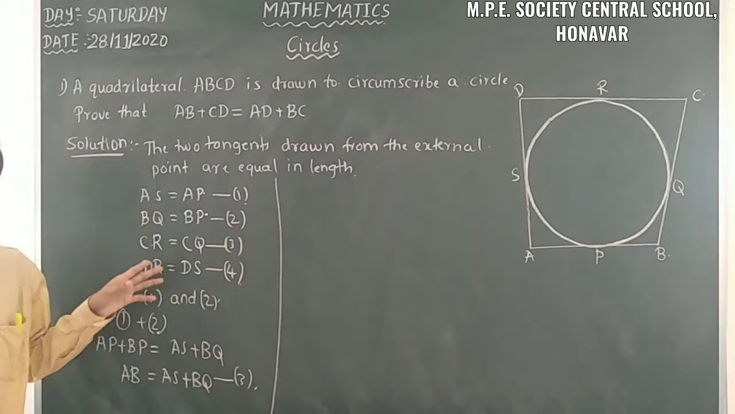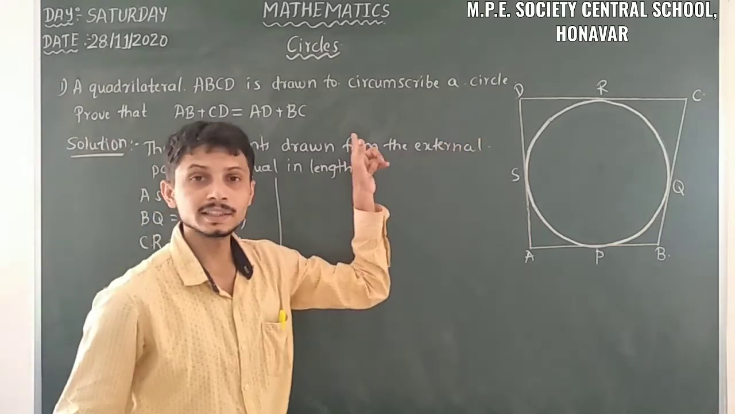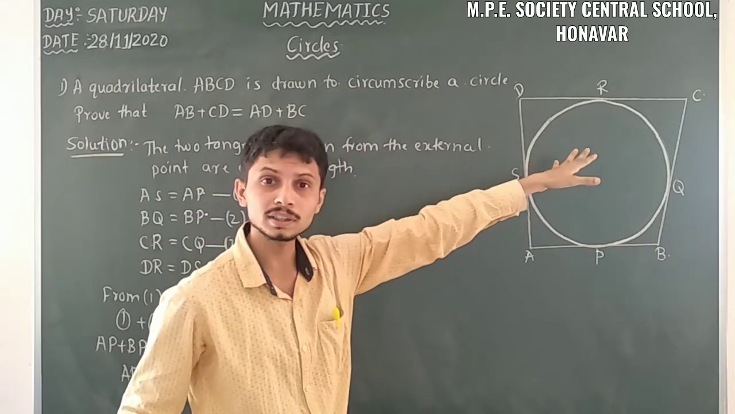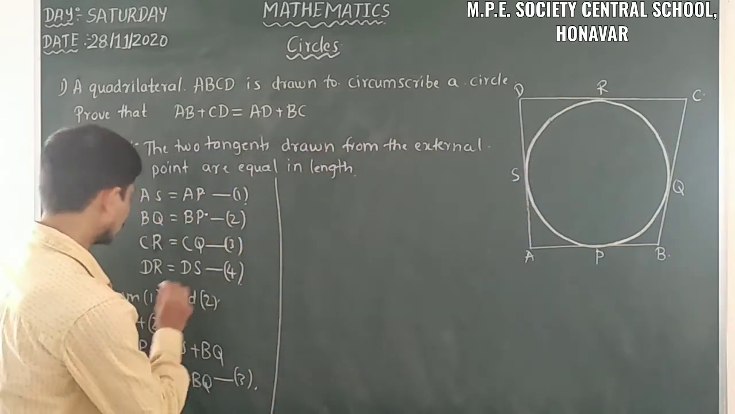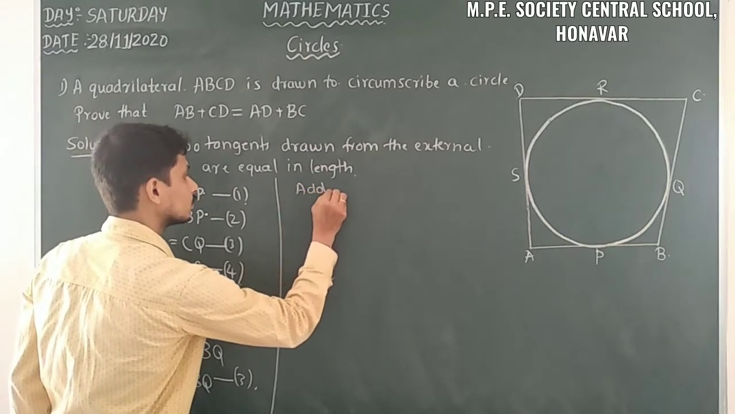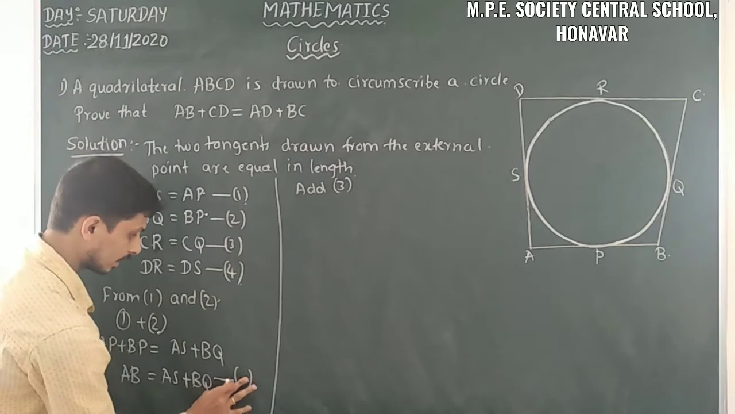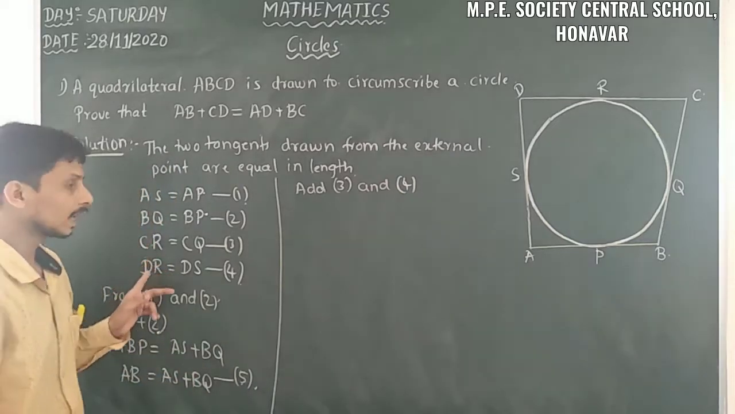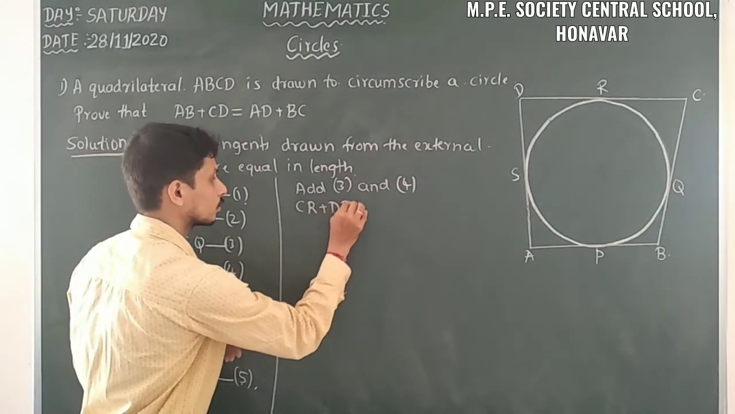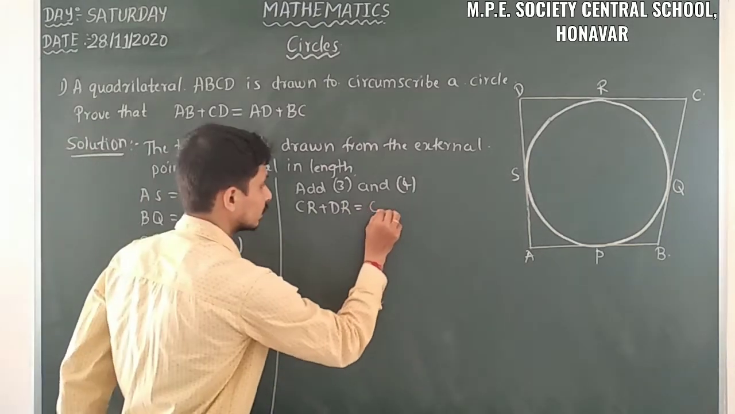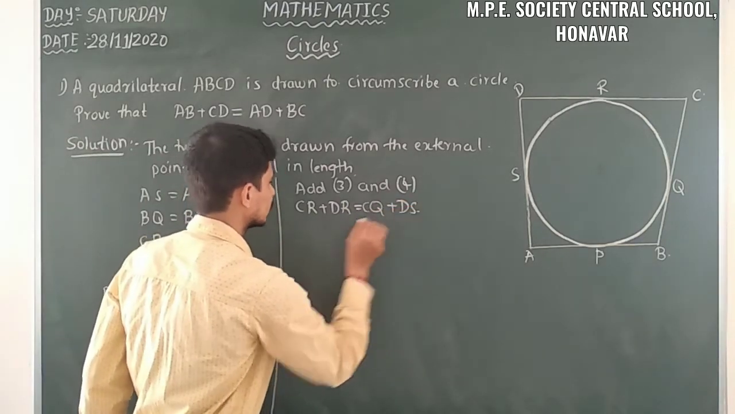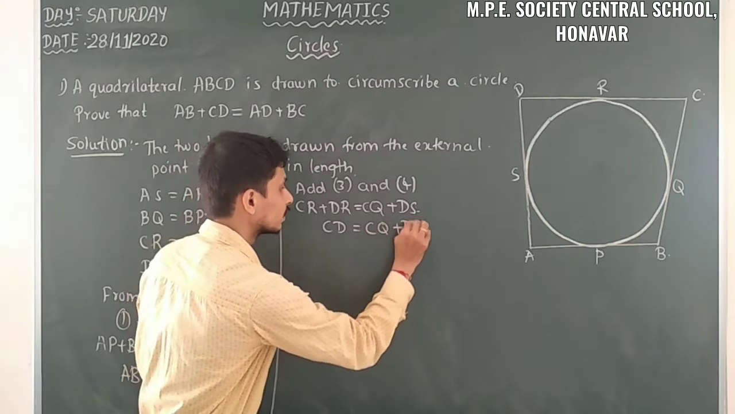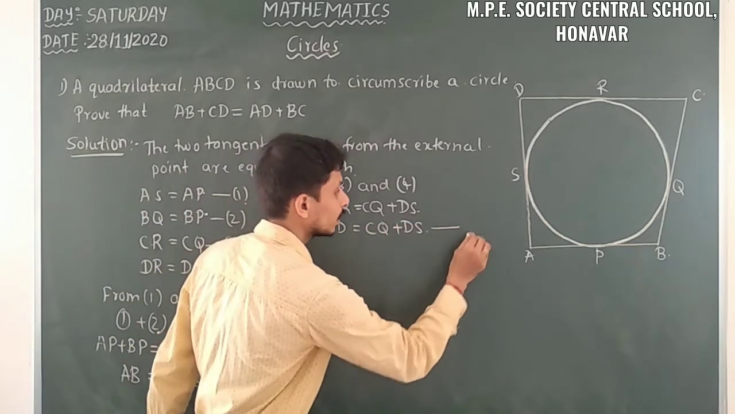Likewise we have to add the equations to get CD. Just observe CR and DR. When we add those two, we can get CD. That is, add equations 3 and 4. CR plus DR is equal to CQ plus DS. Here CR plus DR is equal to CD, so CD is equal to CQ plus DS. Here we have equation number 6.